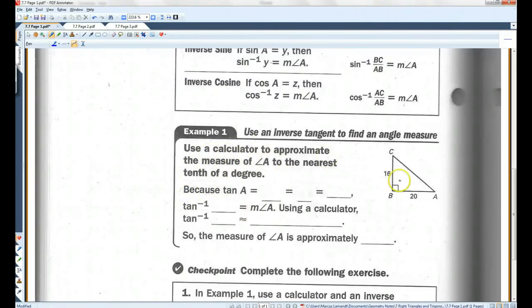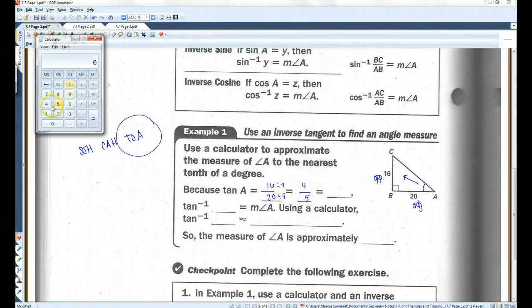Use a calculator to approximate the measure of angle A to the nearest tenth of a degree. Okay, so this is what we're looking for. We are looking for angle A. We are given the opposite side and the adjacent side. So if you think of SOHCAHTOA, we have opposite and adjacent, so we're going to be using tangent. Now, tangent of A equals 16 over 20. 16 over 20, if you divide top and bottom by 4, you get 4 over 5. 4 over 5, if you were to put it in a calculator, actually, let's go ahead and do that. 0.8.